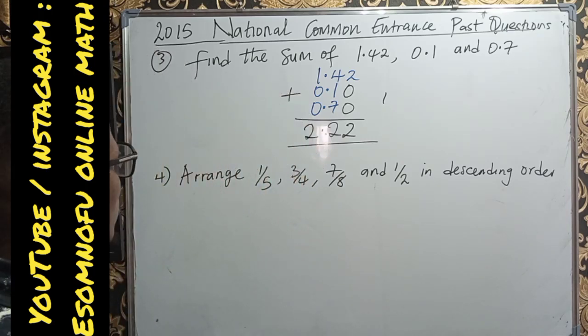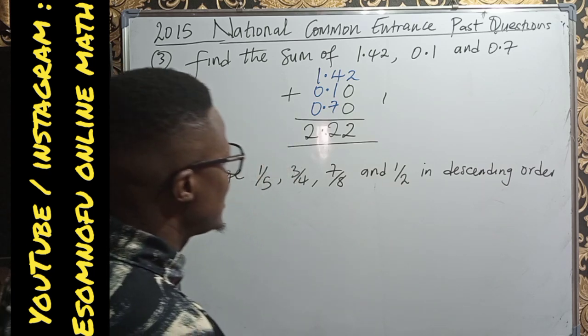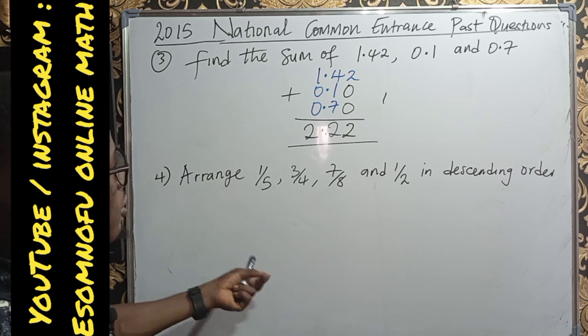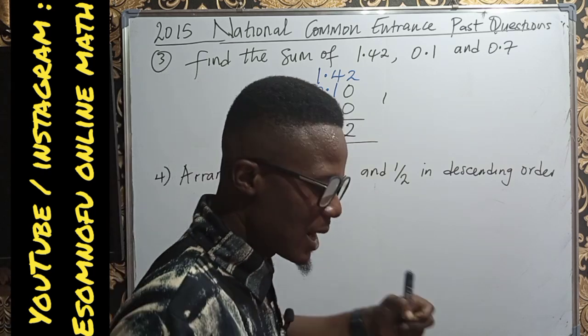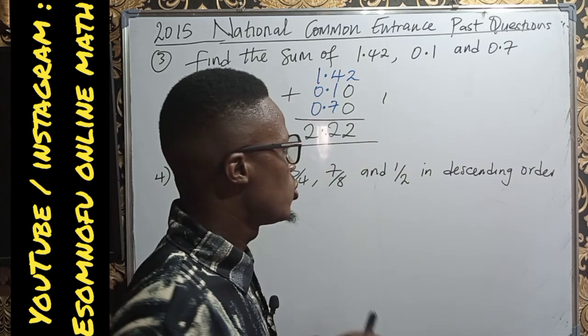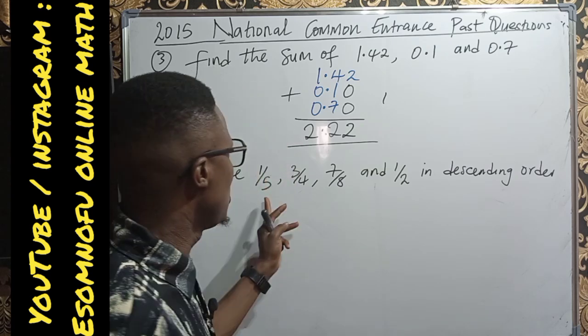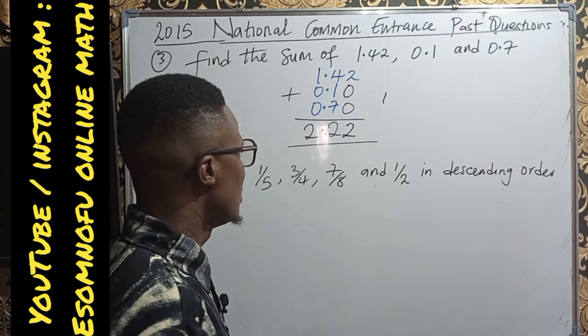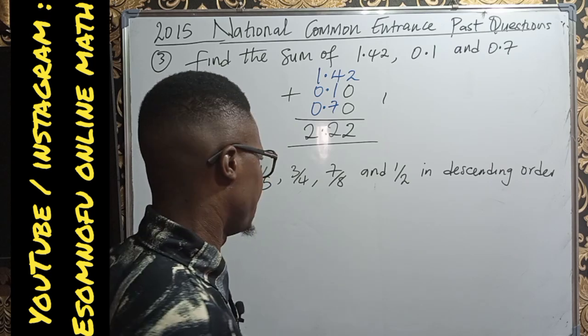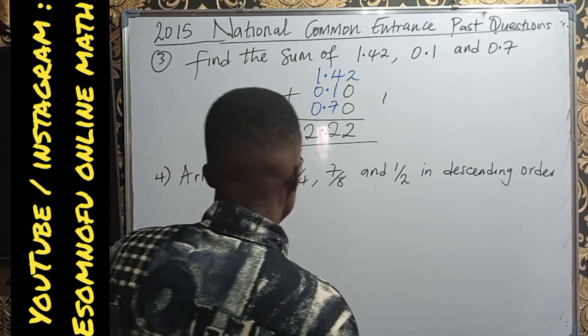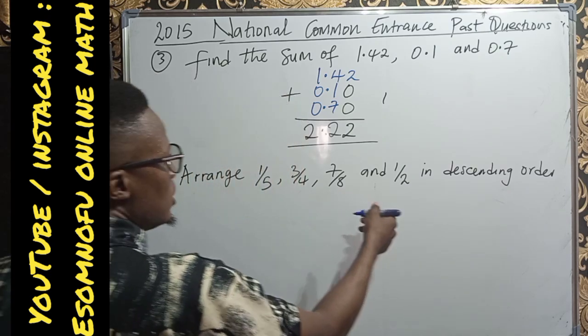Okay, so for the fourth question, we are asked to arrange these fractions in descending order. Before you can arrange any fraction in ascending or descending order, you must foremostly get the LCM of the denominators in order to know the bigger fraction. Okay, so the LCM of 5, 4, 8 and 2, let us find it.